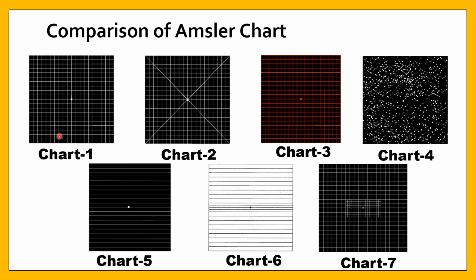And talking about chart 1, it is the most familiar and widely used, and each grid corresponds to 1 degree of visual field and is widely used in identifying the distortion and the scotoma. And chart 2 is similar to chart 1, having diagonal lines which intersect at the center of the grid to form an X-like pattern. And this diagonal helps us to know the limit of the scotoma.